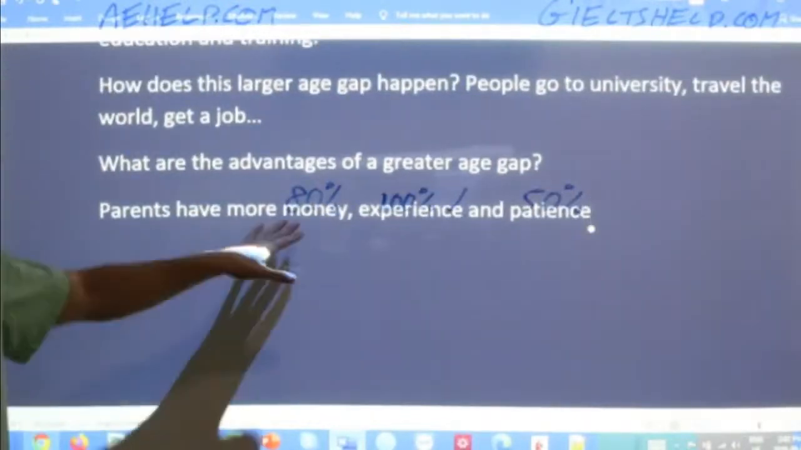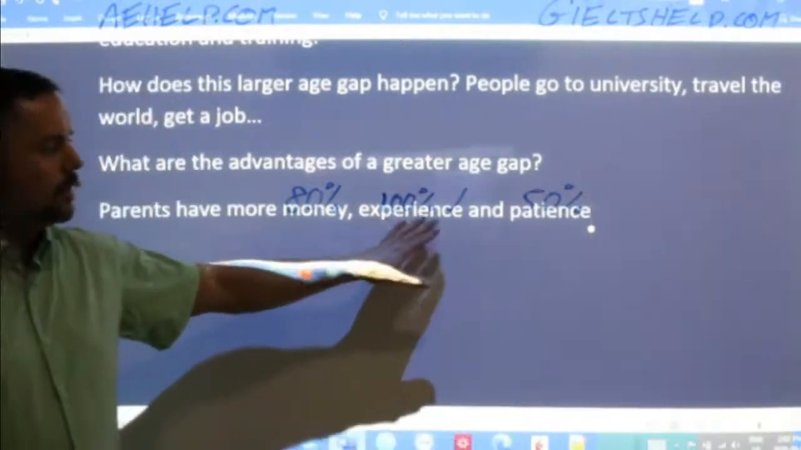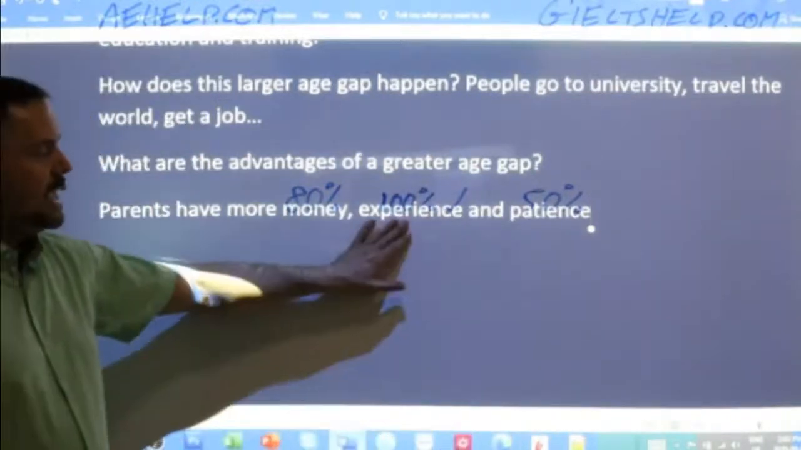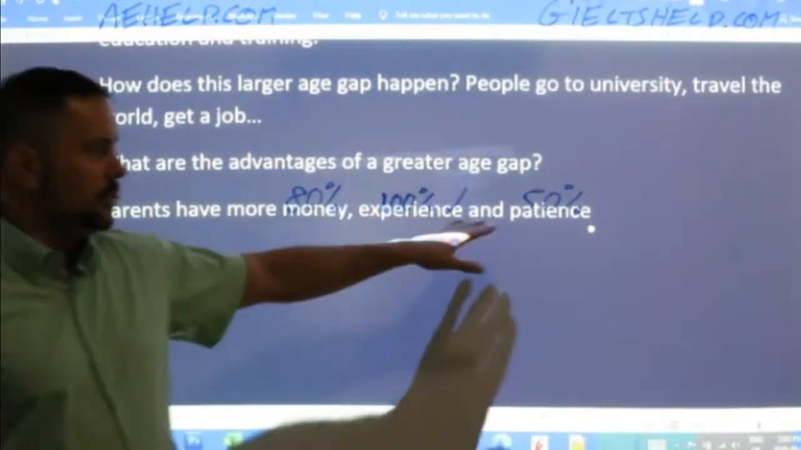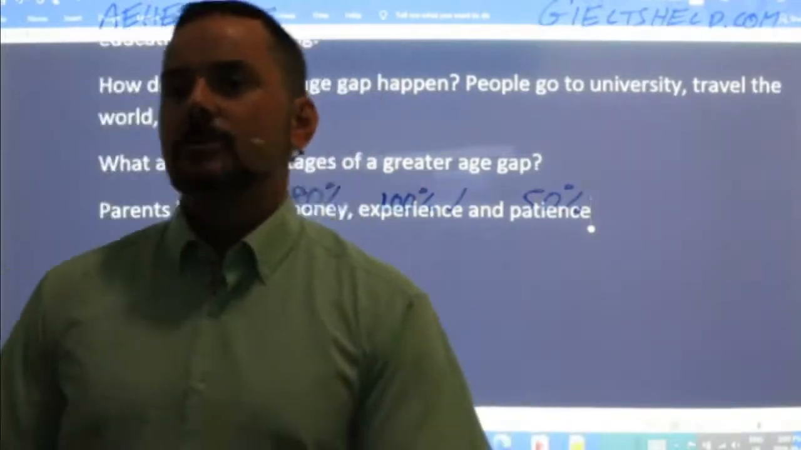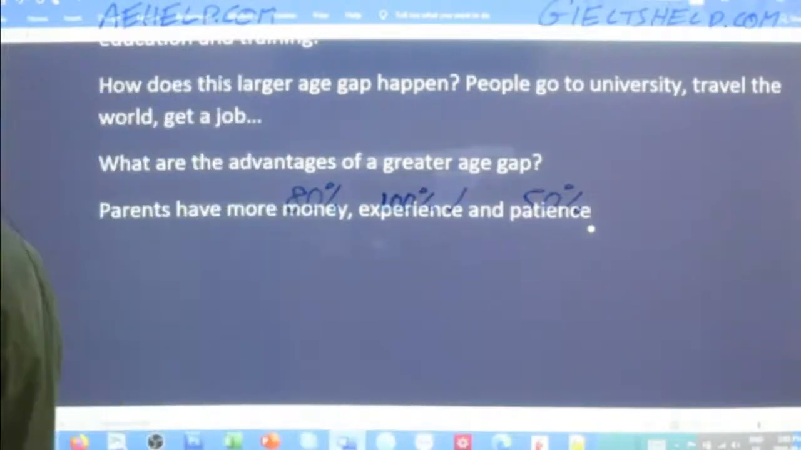Parents have more money, experience, and patience. When you're choosing your key points for argument, make sure to weigh the validity of your key points. So how true is it? Okay, so always think about how true is it? Okay. Janiel says better understanding. Instead of understanding, maybe empathy.